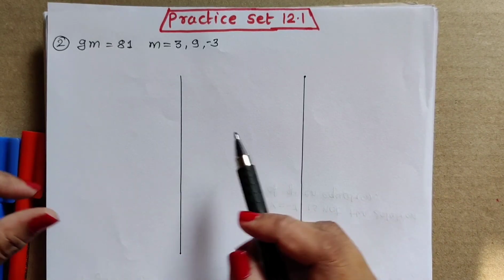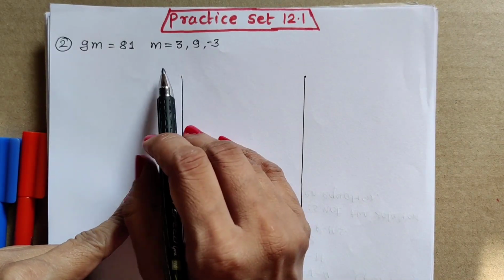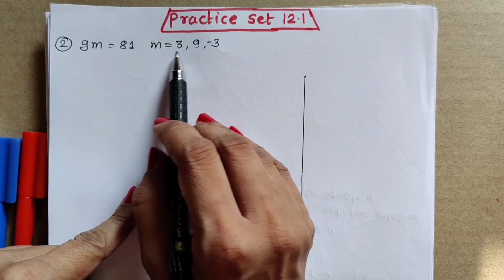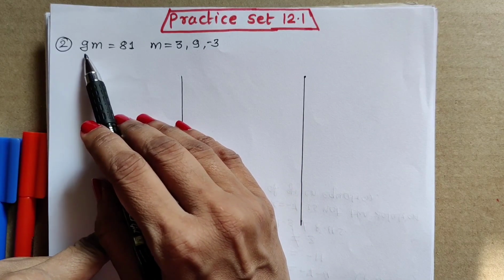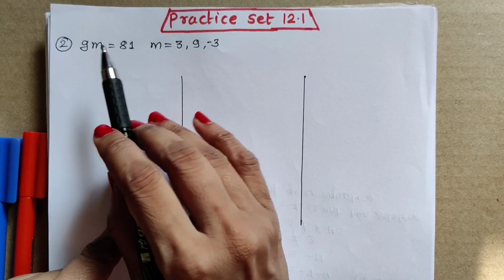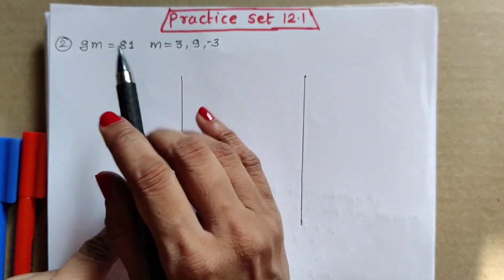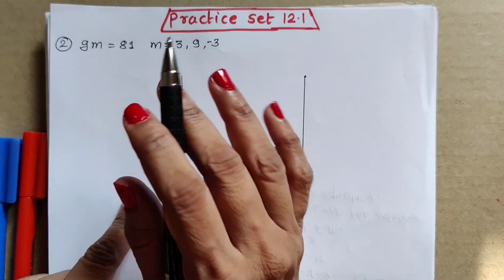Now let us see the second sum from this question. 9m is equal to 81, and the values of the variable m are 3, 9, -3. The variable in this equation is m. Left hand side is 9m and right hand side is 81. So the right hand side is a constant number. We don't need to solve the right hand side. Our answer from the left hand side should be equal to the right hand side when we solve it.